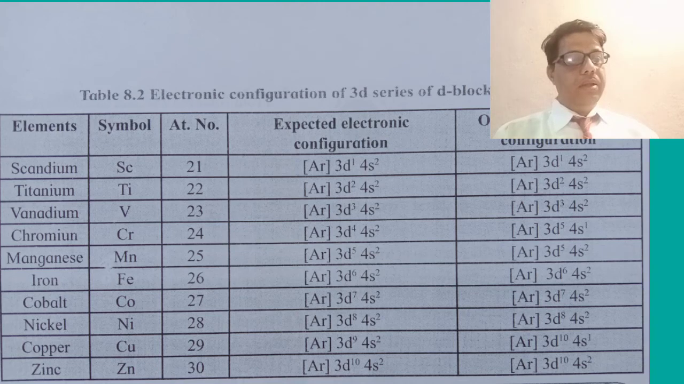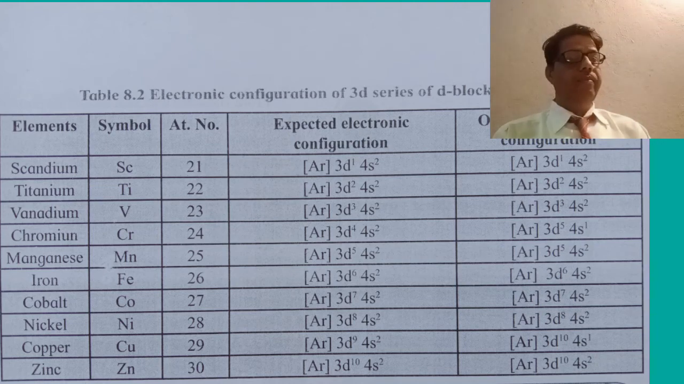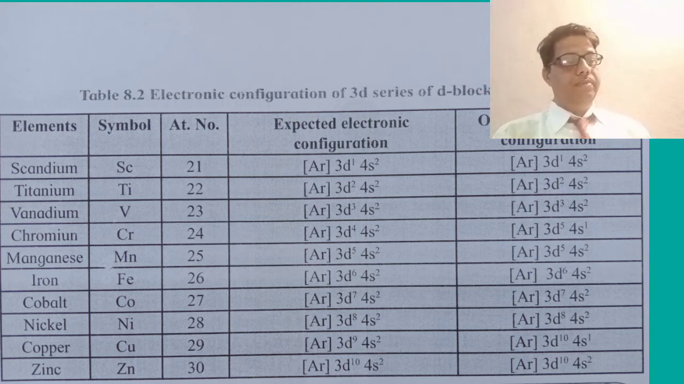So we observe the electronic configuration in the given table. With scandium 21, its expected and observed electronic configuration is the same, that is argon 3d1 4s2. Titanium 22 is the same, expected and observed electronic configuration is the same. But in case of chromium, expected is argon 3d4 4s2 and observed is 3d5 4s1. This is the different electronic configuration.